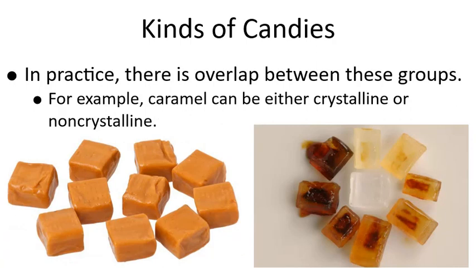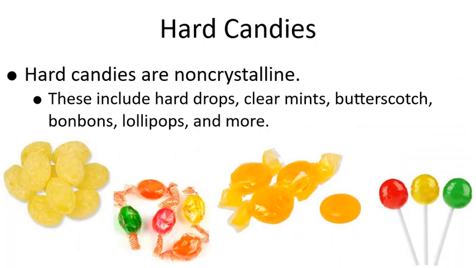For example, caramel can be either crystalline or non-crystalline. The image on the left shows non-crystalline caramels, whereas the image on the right shows crystalline caramels heated to different temperatures, and thus the extent of caramelization of the sugar varies. Hard candies, such as the ones shown here, are non-crystalline. These include hard drops, clear mints, butterscotch, bonbons, lollipops, and more.